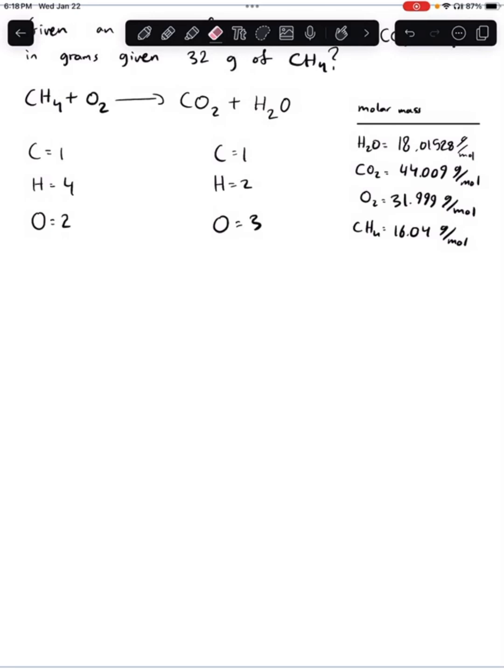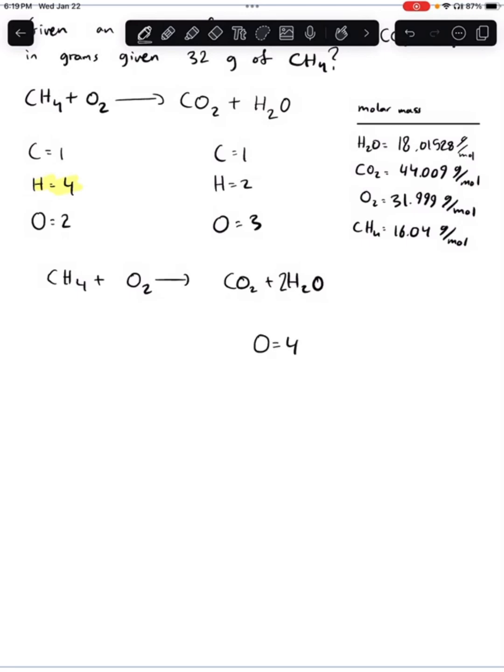So CH4 plus O2 yields CO2 plus H2O, right? So we have four hydrogens on the reactant side and two hydrogens on the product side. So 2 times 2 will equal 4. So now we have 4 hydrogens, but we also have more oxygen now. So now we have 4 oxygens.